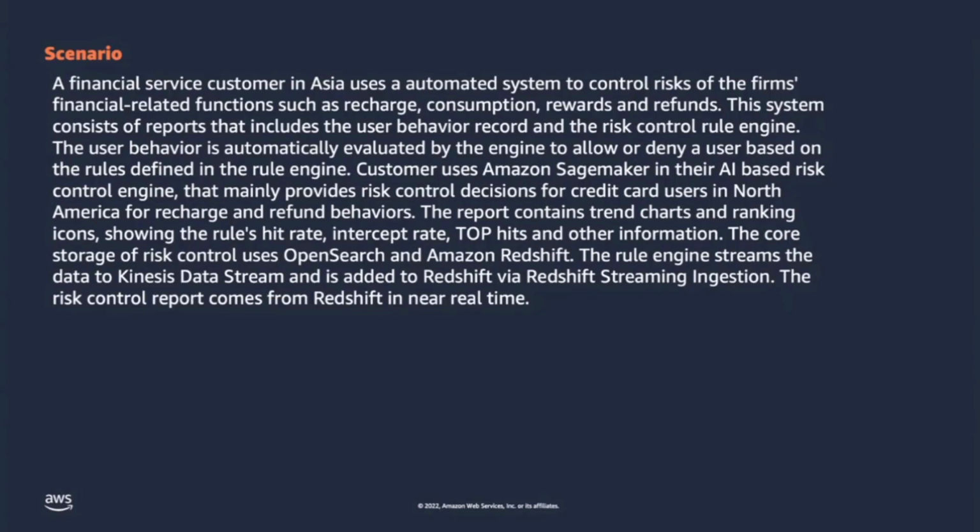The customer uses Amazon SageMaker in their artificial intelligence-based risk control engine that mainly provides risk control decisions for credit card users in North America for recharge and refund behavior. The report contains trend charts and ranking icons, showing the rule hit rate, intercept rate, top hits, and other information. The core storage of the risk control uses OpenSearch and Amazon Redshift. The rule engine streams the data to a Kinesis data stream, which is added to Redshift via Redshift streaming ingestion, and the risk report comes from Redshift in near real time.